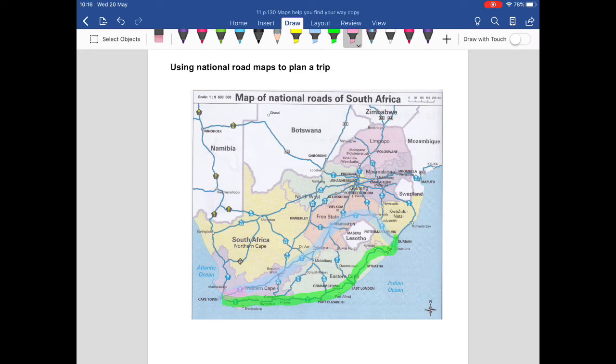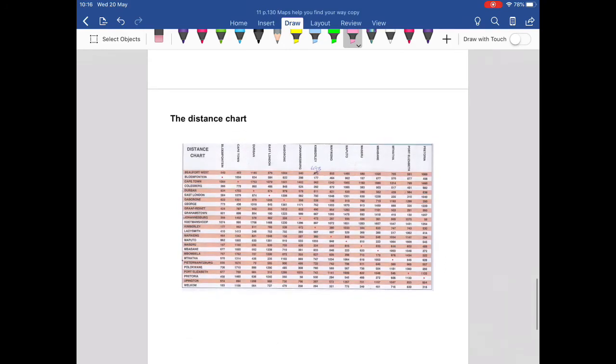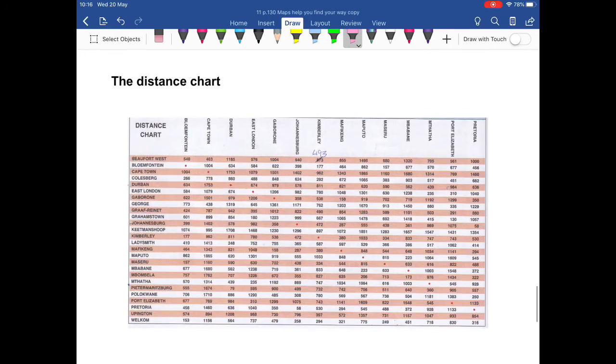We could also go along the coast like this up to Durban. You could do a route like this, but I don't understand why one would do it like that, but that's another option. And obviously it depends on what your objective is. Are you going sightseeing? Are you going to visit someone that takes you off the normal route that you would take? And the other thing is to determine the distance that you are going to be traveling. Right, and for that we have these distance charts.